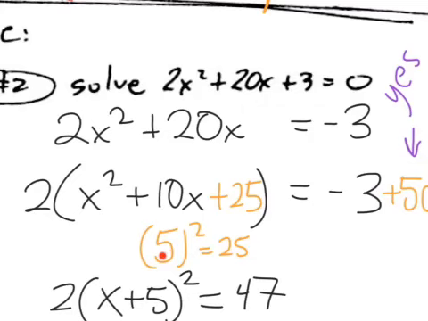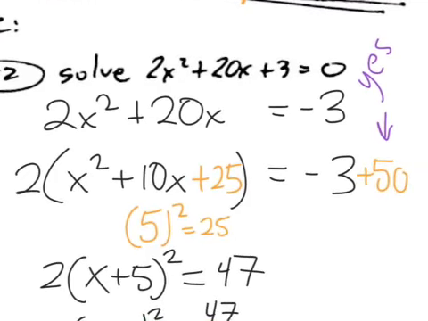Half of 10 is 5. We square that, so I'm adding 25 in here. This is obviously now factorable to x plus 5 squared. But because of the 2 being distributed to the 25, I'm adding 50 to the right-hand side in order to keep it balanced. This yes is here because this is not a mistake.